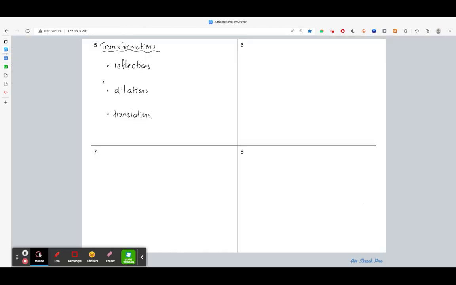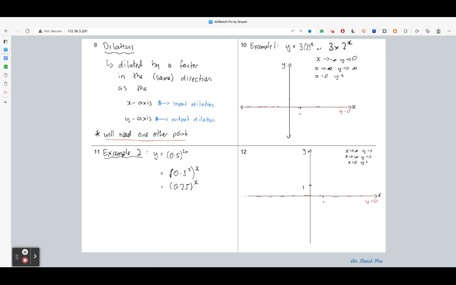Dilations, I guess, is where it gets a little bit more interesting. So let me just have a look at the next page on dilations. You've got dilations by a factor in the same direction as the x-axis or y-axis. Remember that if it's like 3x, then you've got an input dilation. And if it's like 3 times b to the power of x, then that would be an output dilation, and that would be a dilation by a factor in the same direction as the y-axis. So I've got a couple of examples to show you, but again, let's just do a quick visual so you can sort of see it.